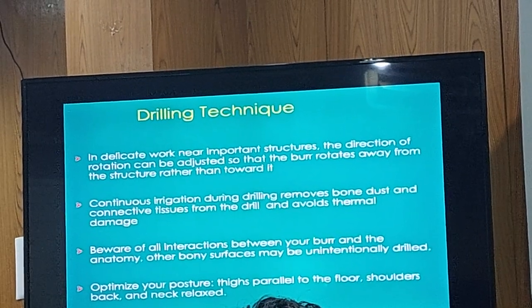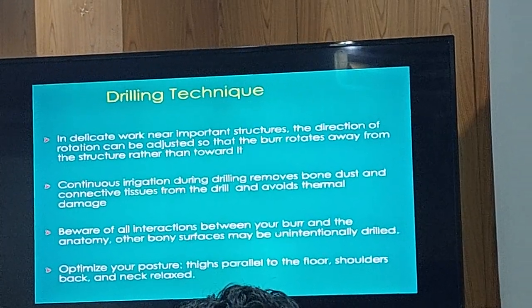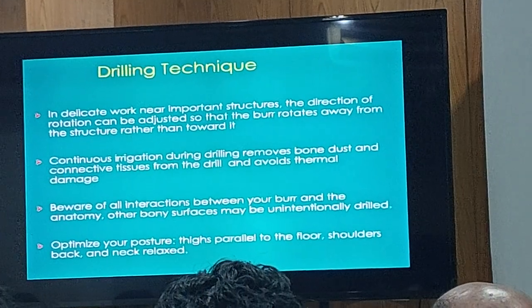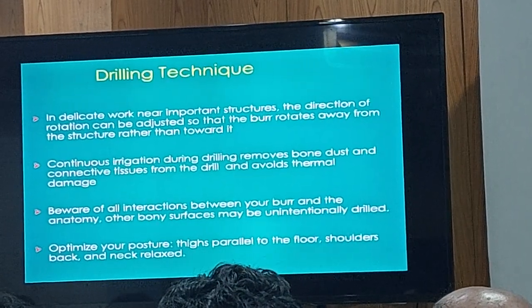This is our common dictum. If we want to drill towards the dura, our dictum is to always drill away from it, that is, medial to lateral. You drill like this, not like this. It is away. So you always try to start drilling vital structures outwards, not towards vital structures.